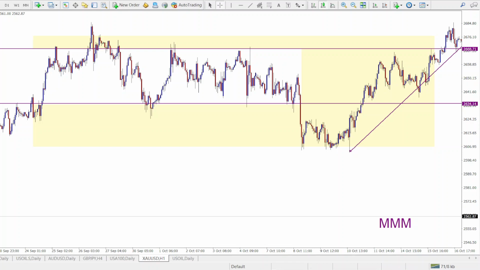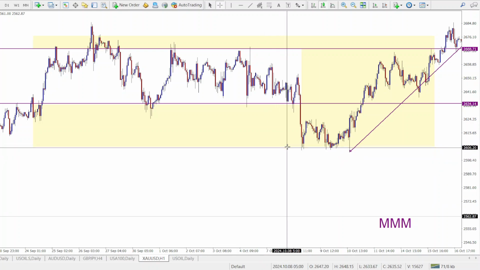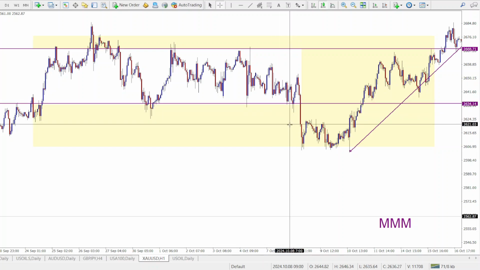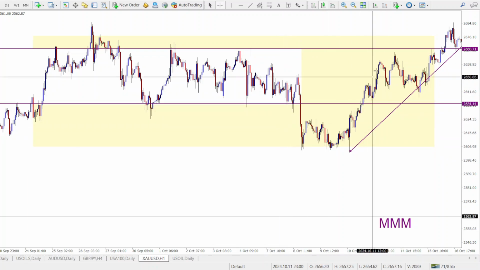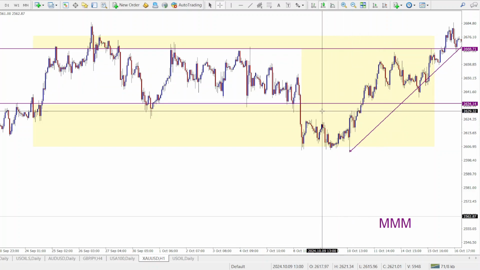Then the second pattern to watch out for is actually the fake breakouts, where price breaks out of the range, only to reverse quickly, like what happened here. This is the classic manipulation technique.